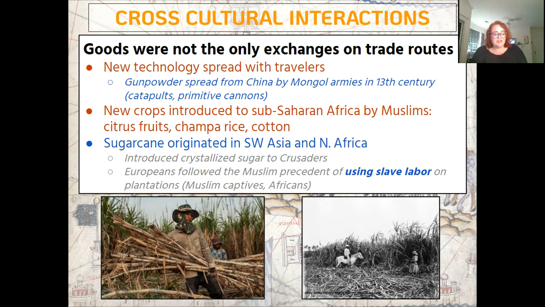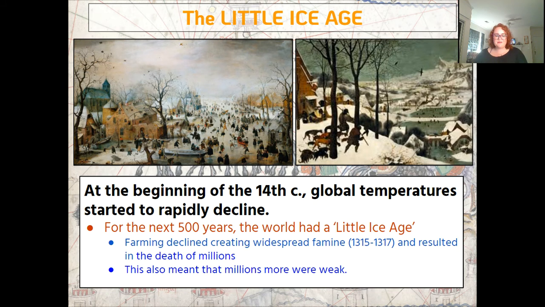You also saw new crops that were introduced to sub-Saharan Africa by Muslims, like citrus fruits. You also have the champa rice, and you have cotton. And then later on, you would see sugarcane that originated in Southwest Asia and North Africa. Those would be introduced, like the crystallized sugar would be introduced to crusaders, and then Europeans would follow the Muslims' precedent of using slave labor on plantations, Muslim captives, and then, of course, Africans, as we spoke about before.